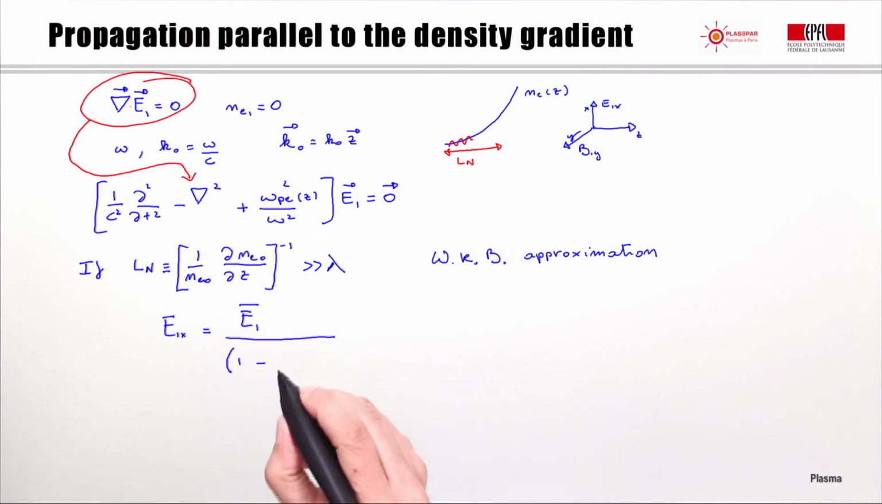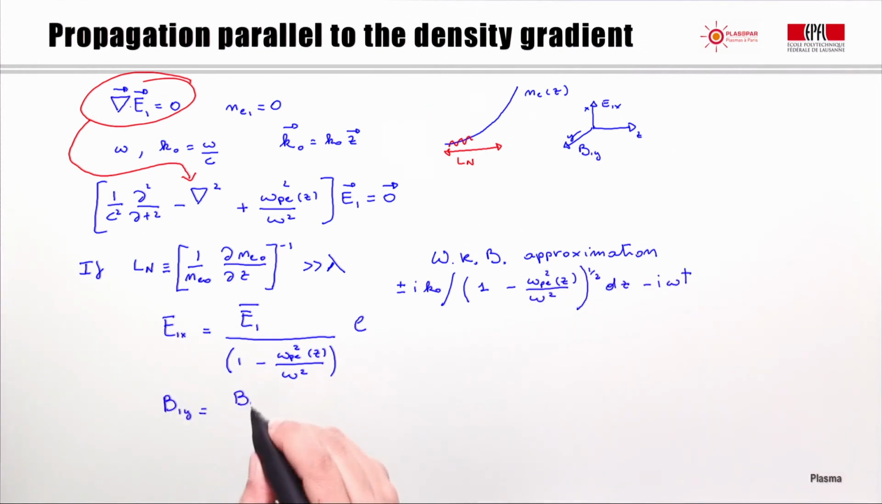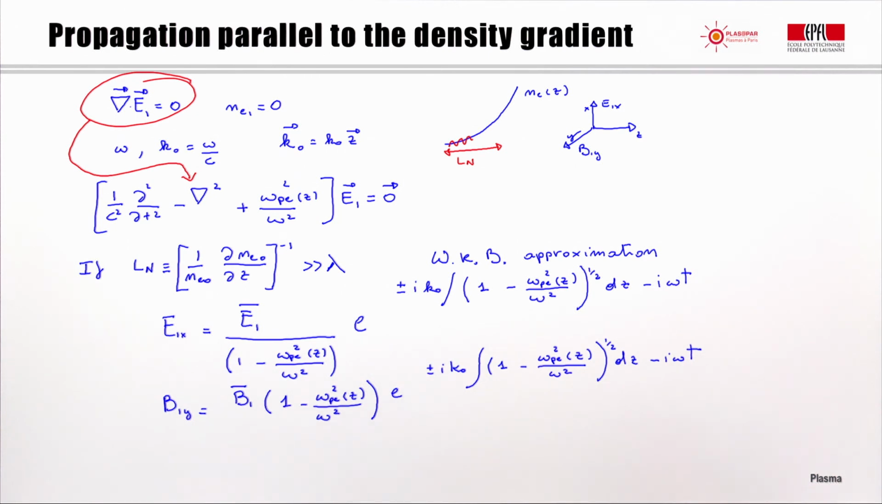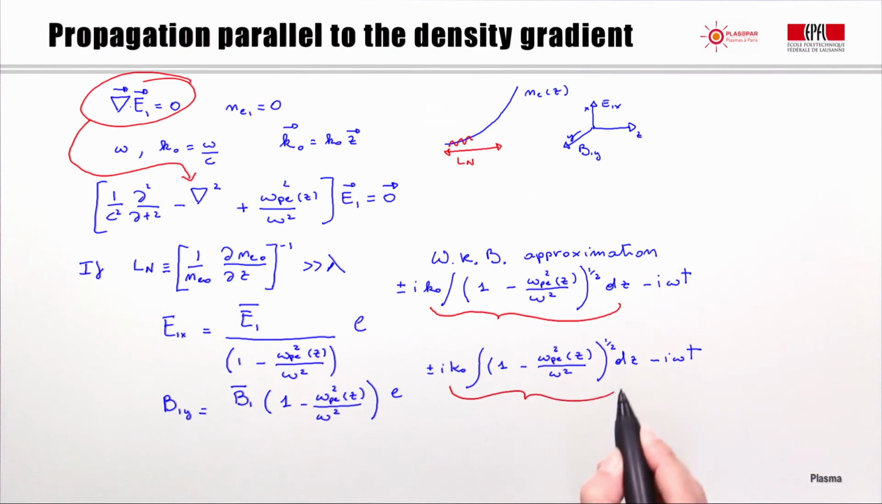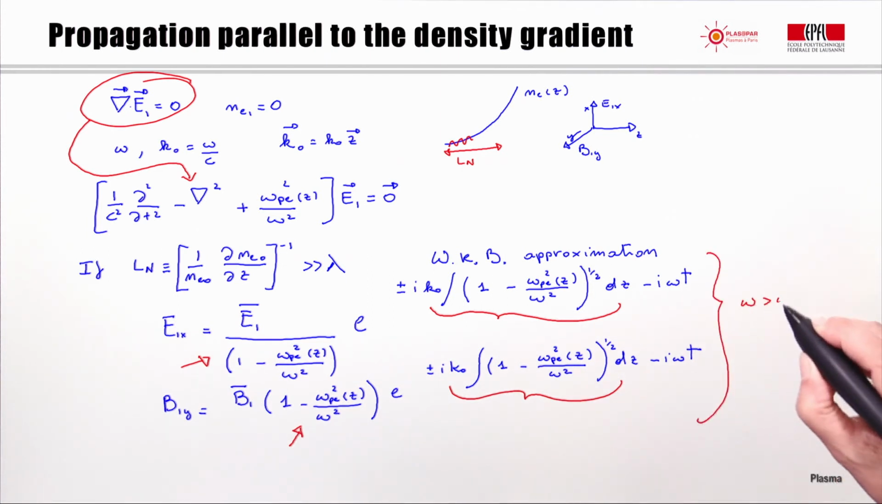And we can write the solution for the electric and magnetic field. This solution is a propagating wave with a wave vector or wavelength that slowly adapts as the local value of the density changes. So is this quantity here. Moreover, the amplitude of the electric field increases as the density increases, is this term. And this is analogous to what we have seen in the previous lecture. And instead, the amplitude of the magnetic field decreases as the density increases, so that the flux associated to the wave propagating is conserved. This solution is valid as long as the frequency is larger than the plasma frequency.